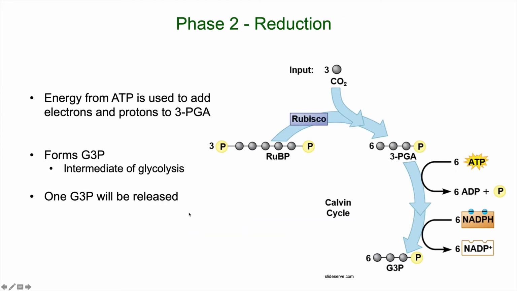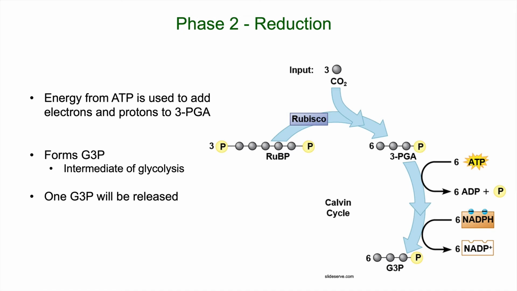In the second phase, reduction, we're going to use energy from ATP that we generate in the light reactions, and we're going to harvest protons and electrons from our NADPH, and we're going to reorganize this 3-carbon 3-PGA into a different 3-carbon molecule, the G3P, that we're going to need. So 6 of these become 6 of these. And these inputs, the ATP and the NADPH, came from the light reactions. The ADP plus P and the NADP+ will go back to the light reactions, where they'll be recycled to make more ATP and more NADPH.